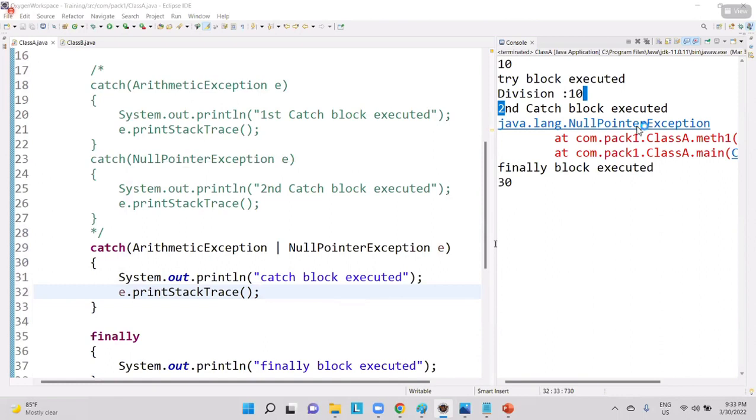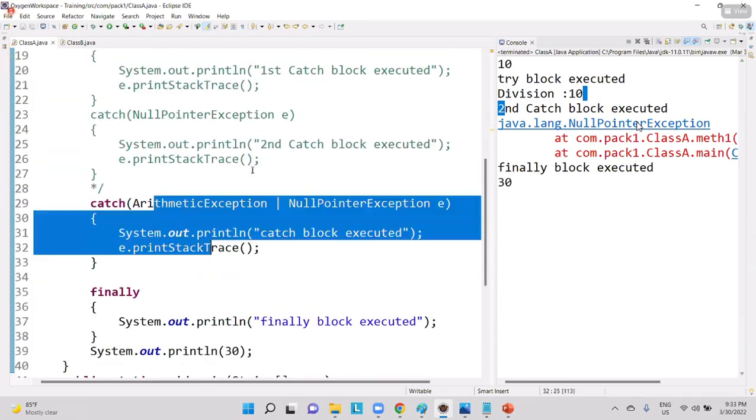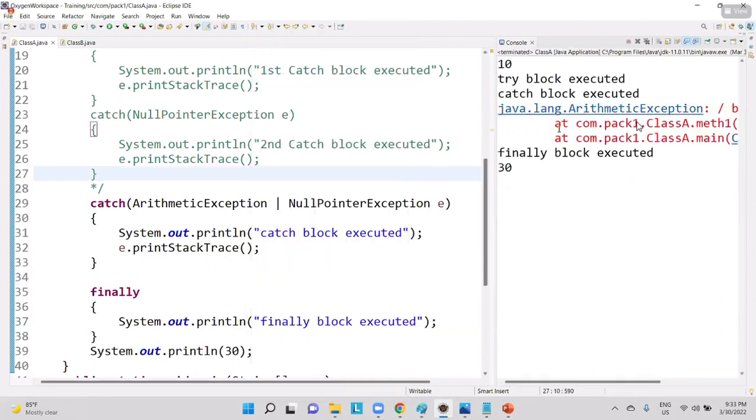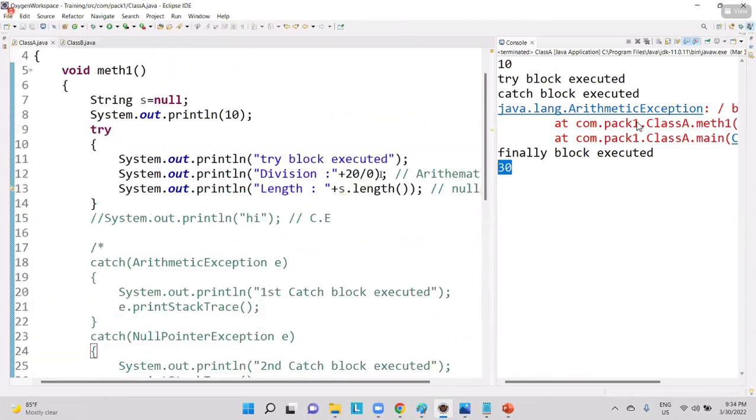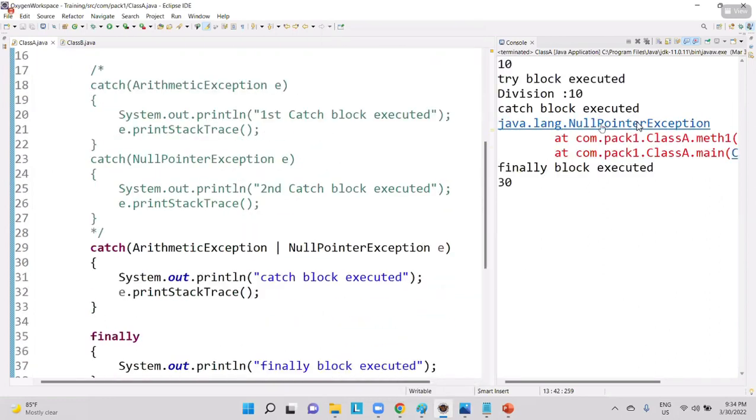Now let me first try to get an arithmetic exception. Right click, run as Java application. Is arithmetic exception handled? Yes, it got handled. For example, let me try to generate a null pointer exception. Right click, run as Java application. Now, is null pointer exception also handled? Are we able to handle both the exceptions by a single catch block? Yes.